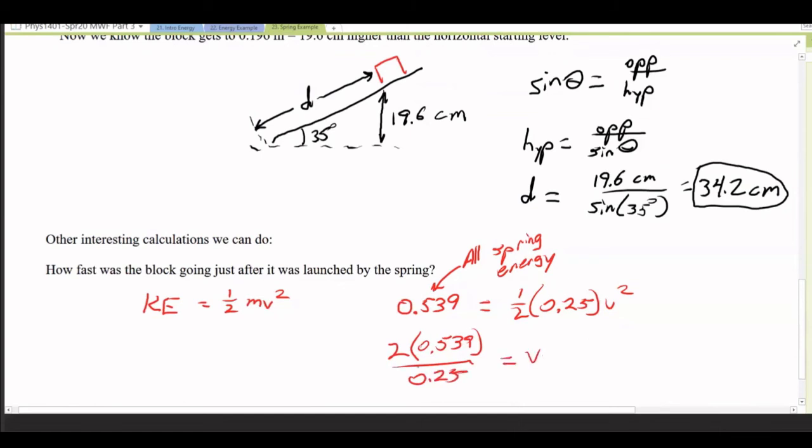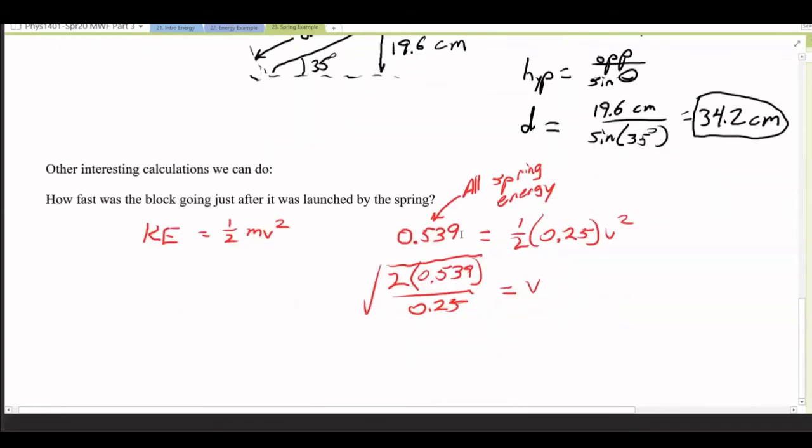But I don't want v squared, so I'll take a square root. This is very common algebra that we have to do, and I recommend practicing it until you get it right every time very quickly. So square root of 2 times 0.539 over 0.25 is v. And I'll round that down to 2.08 meters per second. Put that up there, right about there. Okay. So that's one interesting thing we can calculate.